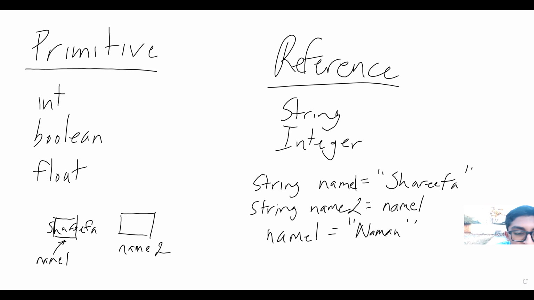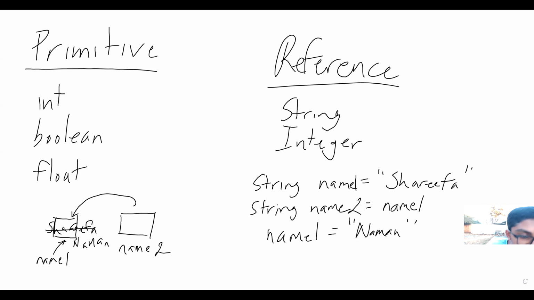And then name 2 has been assigned to this value. So we don't actually store the contents of name 1 in name 2. We just have a pointer in memory which points to the name 1 box. So name 2 is currently pointing to Sharifa. And then if we were to reassign name 1 to something else, so instead of Sharifa, we put Naman here, then name 2 also contains the word Naman, because this is simply a pointer. Whatever is contained within name 1 is also contained within name 2.